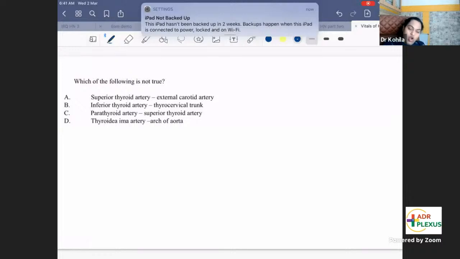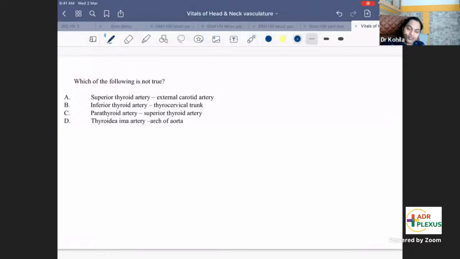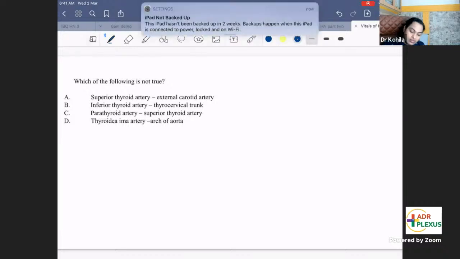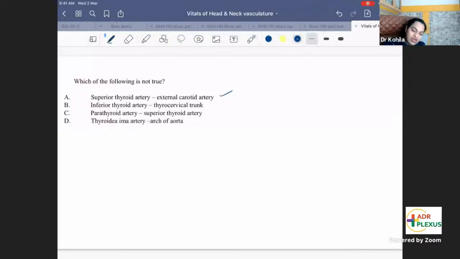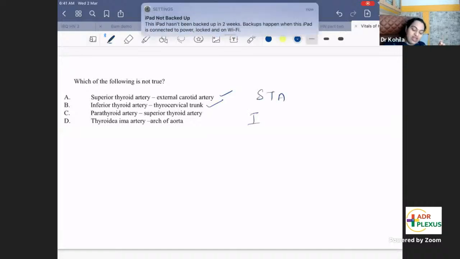Which of the following is not true? The branches of the superior thyroid artery are all your previous questions, guys. It's not the ones that I framed. I took it from the books. Superior thyroid artery from the external carotid, inferior thyroid artery from the thyrocervical trunk, and the thyroidea ima artery that comes directly from the arch of the aorta.